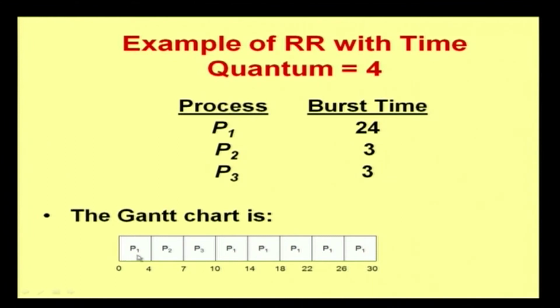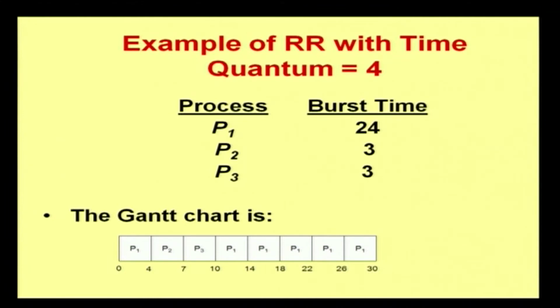For P1 it takes from 0 to 4, because it needs 24 milliseconds to complete its burst time, but only 4 milliseconds has been allocated by the CPU for its execution. So 0 to 4 milliseconds is occupied by P1, and P1 is left with 20 milliseconds of burst time. So this 20 milliseconds has to get executed.